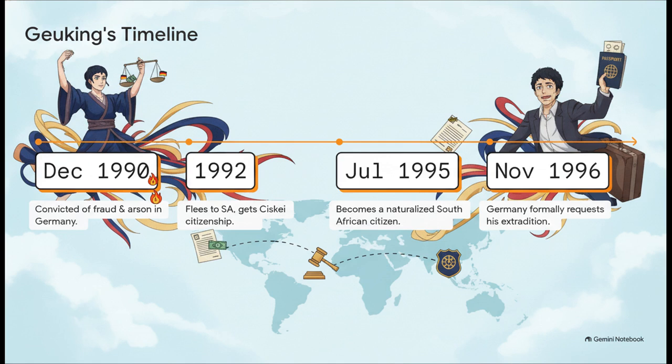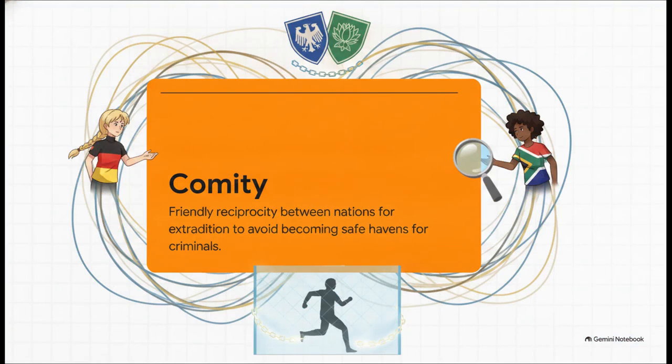By 1992, he actually managed to get permanent residence and citizenship in the former Ciskei. Then, fast forward to July 1995, he took what he probably thought was his ultimate insurance policy. He became a naturalized South African citizen. He completely ceased to be a German citizen. So when Germany came knocking in 1996 with a formal request to extradite him, Geuking truly believed his brand new passport made him untouchable. But here's where he miscalculated.